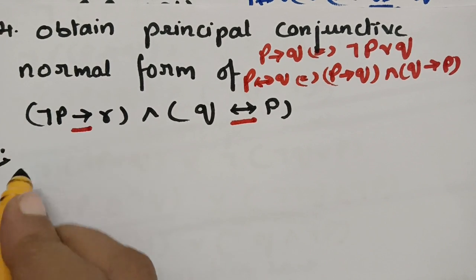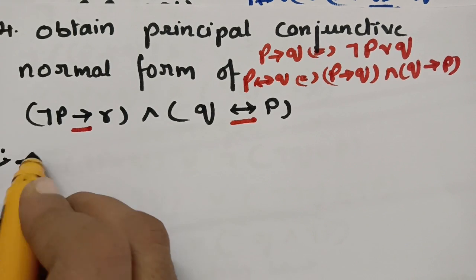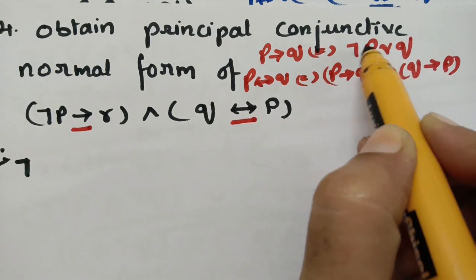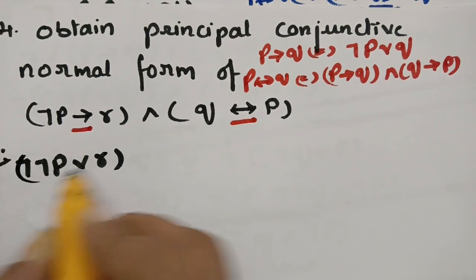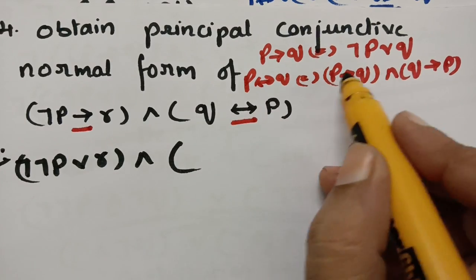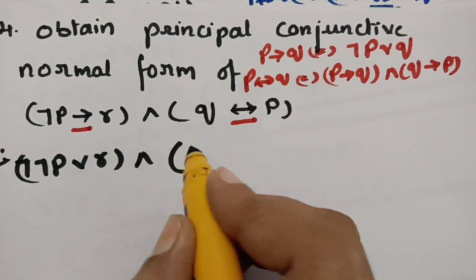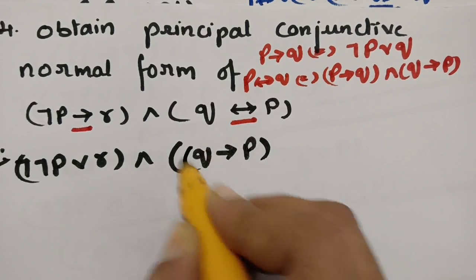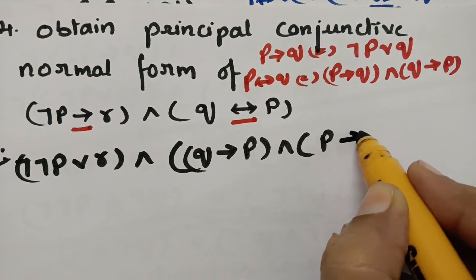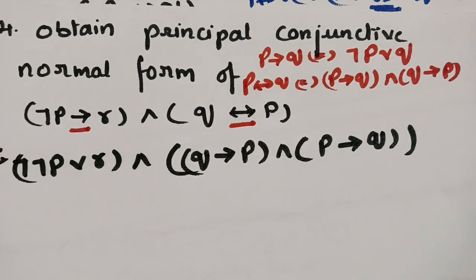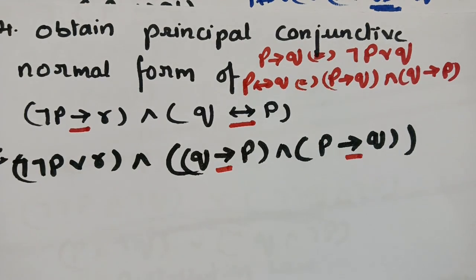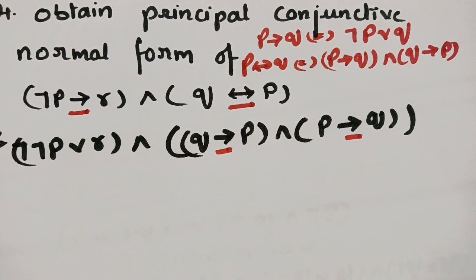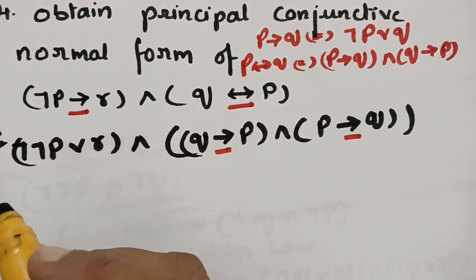For this one I am using this formula, negation P or Q. Therefore, already there is negation P or R, and see here, for double implication there is a formula: Q implies P here, and P implies Q here. So again there is an implication symbol here. For implication there is an equivalent formula, that is negation P or Q, and there is a double implication formula here. What is the double implication?